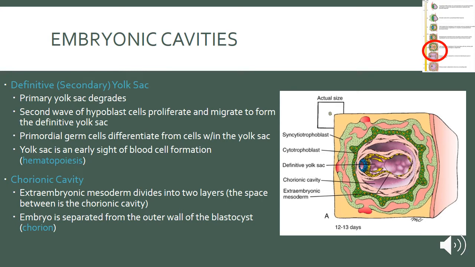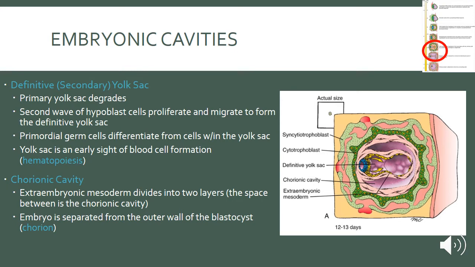That first primary yolk sac is going to degrade, and in its place will form a definitive or secondary yolk sac. So we get a second wave of cells flowing out from the hypoblast that migrate to form the definitive yolk sac, or the secondary yolk sac, and that's ultimately where the primordial germ cells will form that we talked about a couple lectures back. Additionally, the yolk sac is a site of early blood cell formation, hematopoiesis.